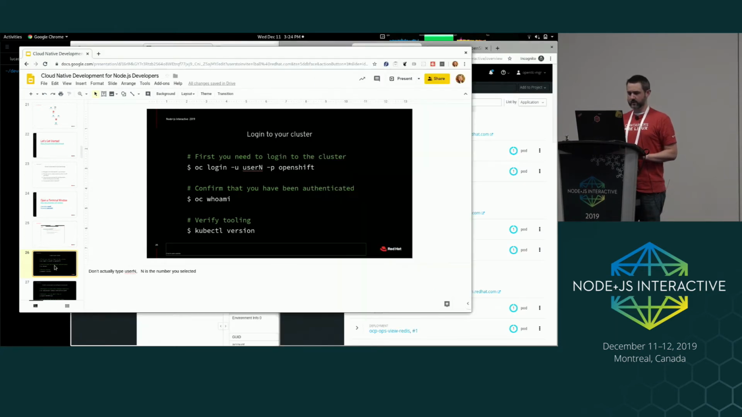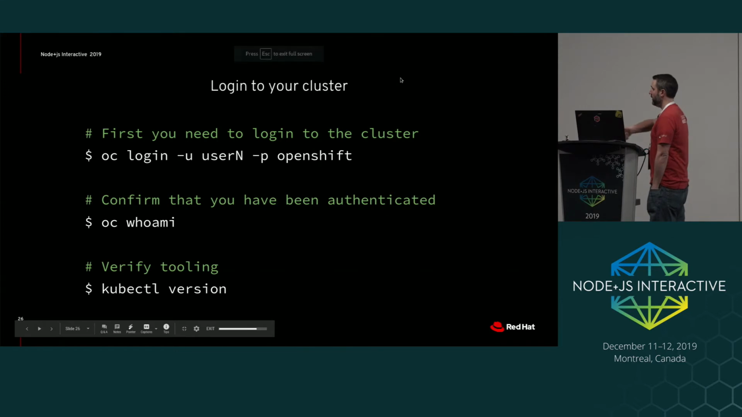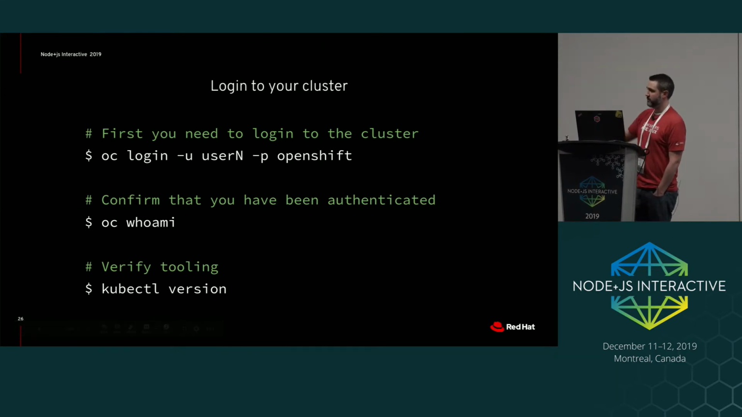I don't know if everybody's in there, but we're going to move along just to get things rolling. You have to log in. If you do an oc whoami after you've logged in, you can see that you are the particular user that you logged in as. If you use kubectl version, you can see that that command line tool is actually installed. In this case, the user whoami returns is default. Interesting.